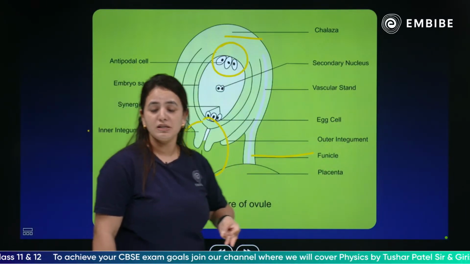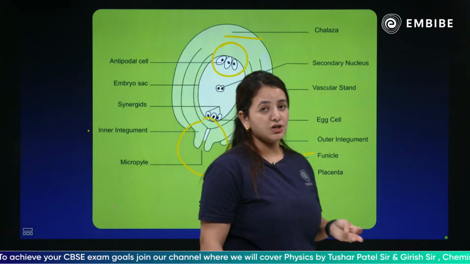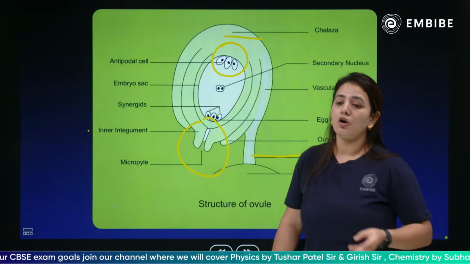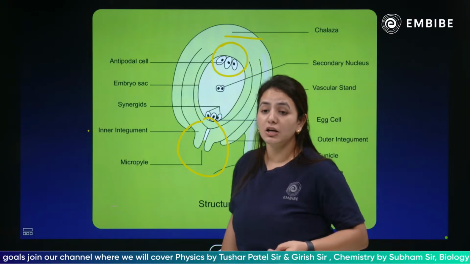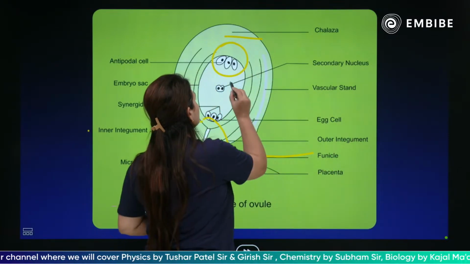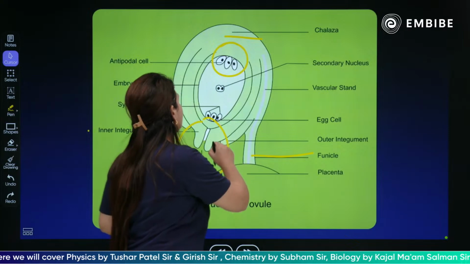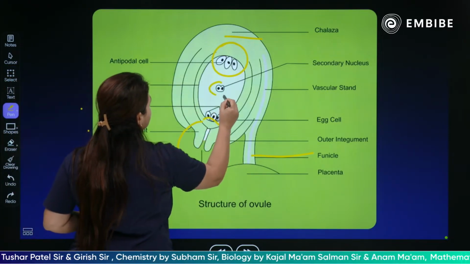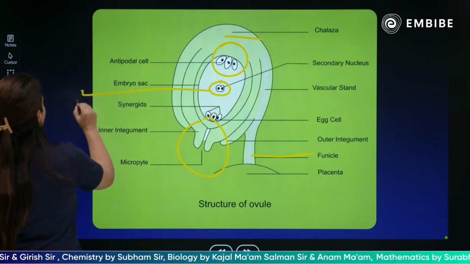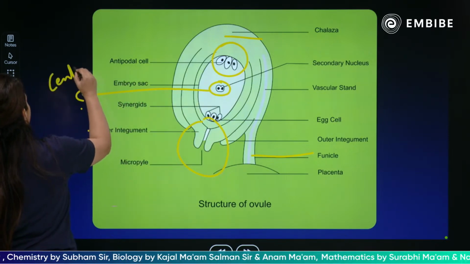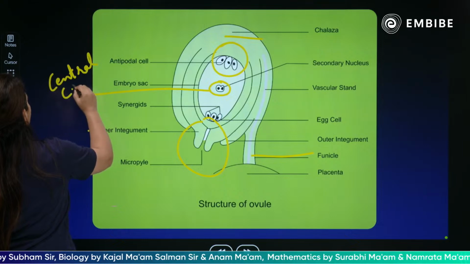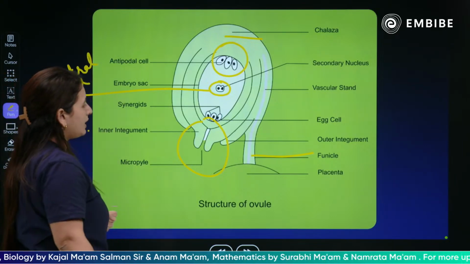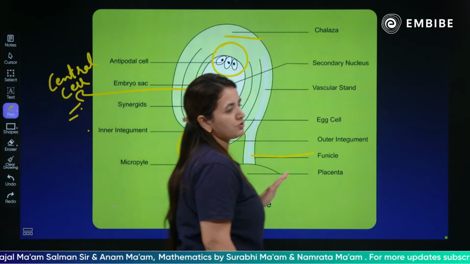The ovule has antipodal cells, synergids, an egg cell, and the central or polar nuclei. The polar nuclei together are also called a central cell. We can also call this a central cell. A central cell has two polar nuclei. Okay, so this is the structure of the ovule.